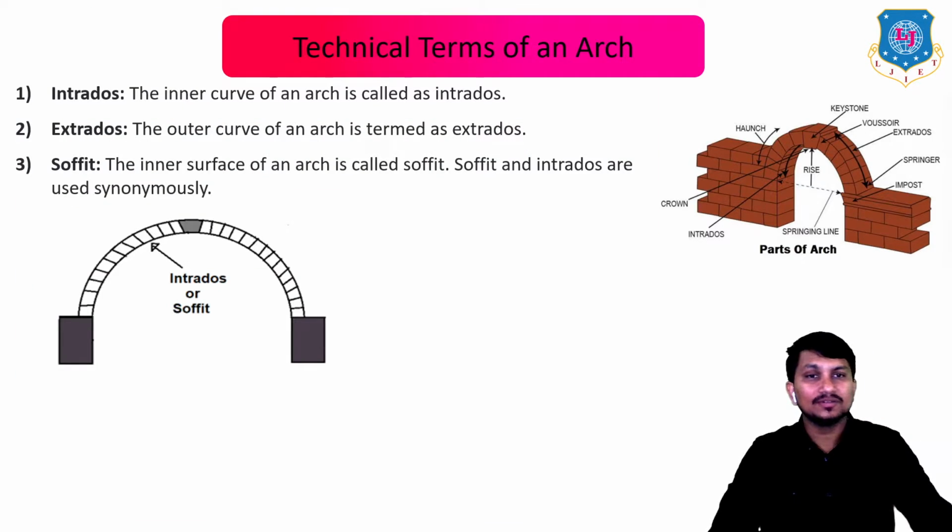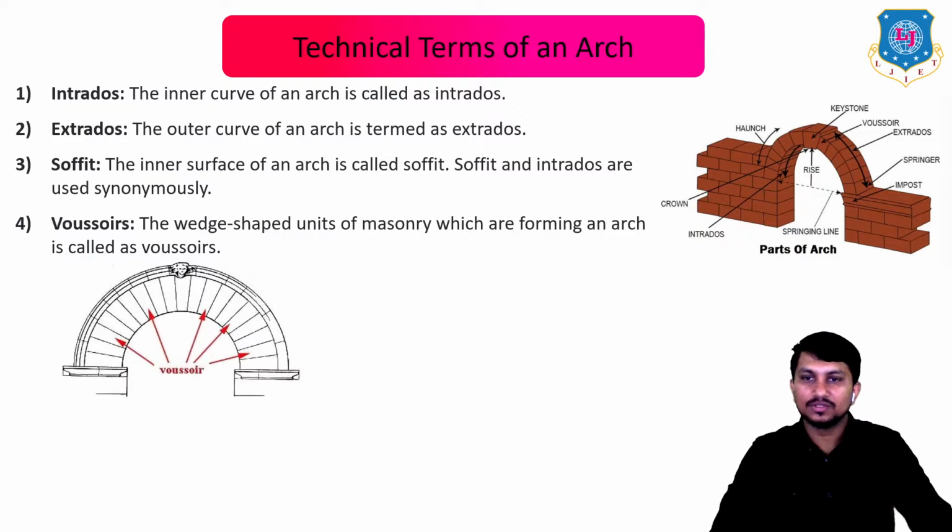The soffit and intrados are the similar one, right? Next is voussoir. The wedge-shaped units of masonry which are forming an arch are called voussoirs. You can clearly see the voussoirs in this figure also. You can clearly see a number of voussoirs in the arch.